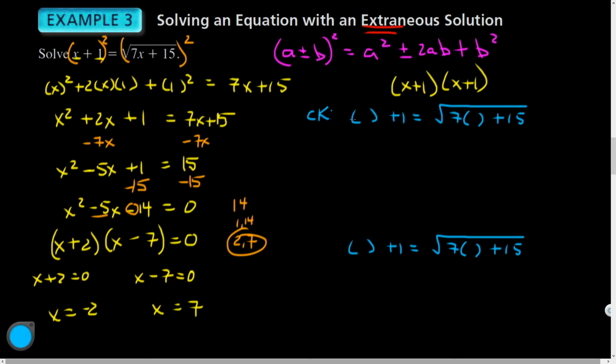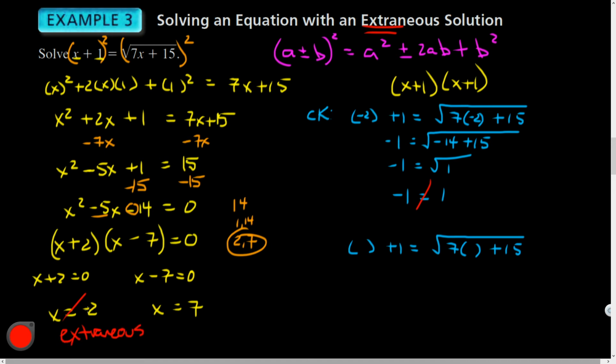So I'm going to plug in -2 first. -2 plus 1 is -1. Is that equal to the square root of -14 plus 15? -1 equals the square root of 1. -1 equals 1. Not true. And so this is extraneous. Extraneous. Extra, right? So that's not actually a solution. We did it right. It behaved the way we thought it should, but it did not work out.